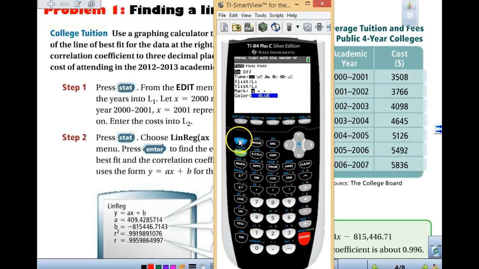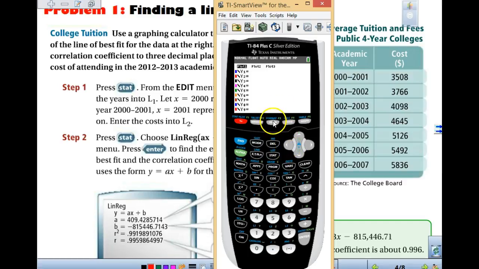Now we're going to go back to our home screen. Second, quit. Again, let's go to the stat plot. Hit second, and it's the y equals. And the only one you should see on is the first one. Go to the y equals. Notice at the top, my stat plot 1 is highlighted. The reason that's highlighted is I have that one turned on.